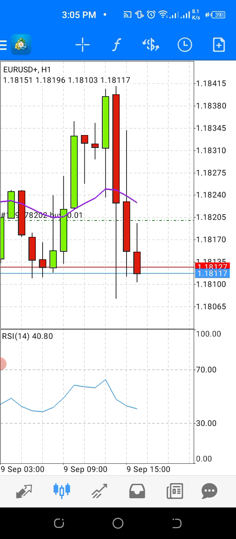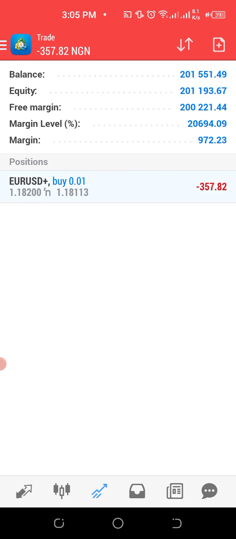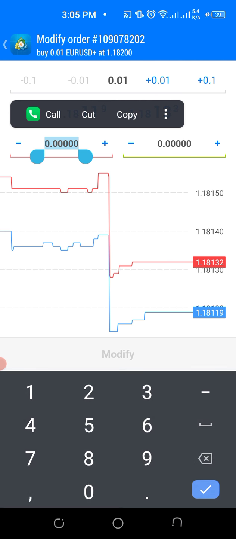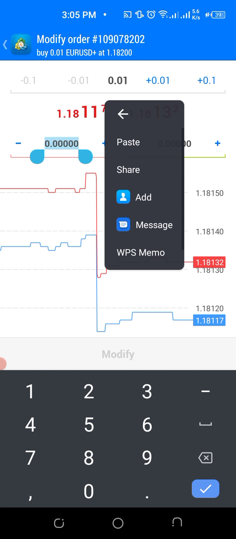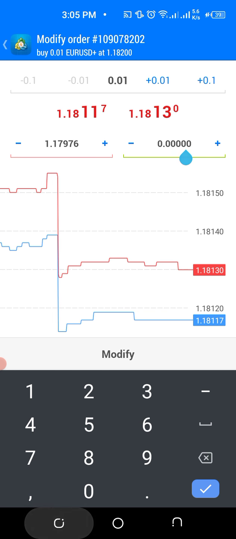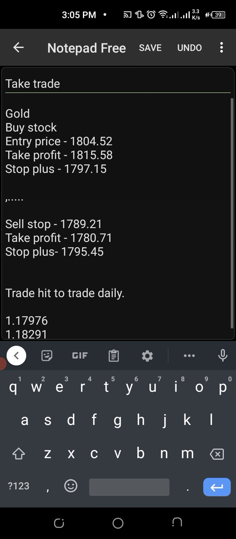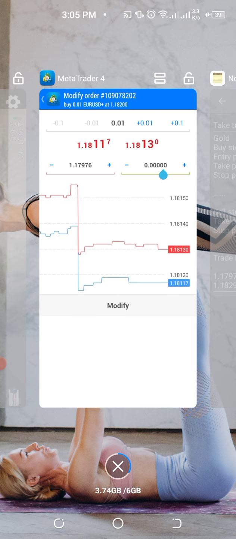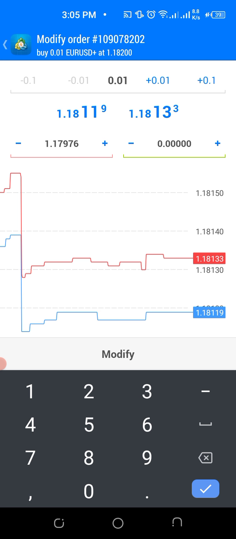So the next thing for us to do, because it's a consolidating market, is a buy stop and a sell stop for this trade. So can we go? Let's start with the sell stop. Sell stop. Please write it down. Write this one down.